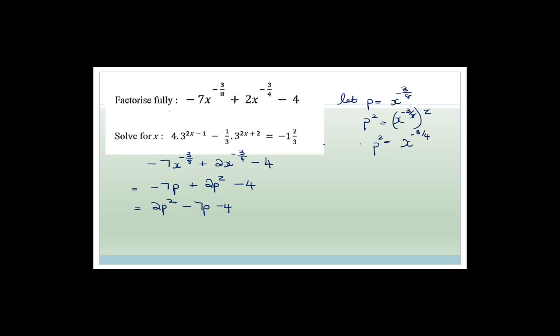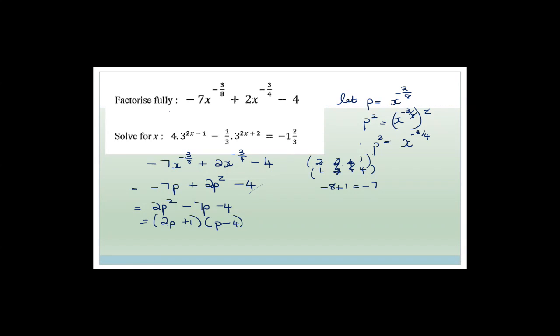The factors of 2 are 2 and 1, because now you can easily see it's a trinomial. Do you agree? The factors of 4 are going to be 2 and 2, or 4 and 1, or 1 and 4. 2 times 2 is 4, plus 2 is not going to work. 2 times 1 is 2, and 1 times 4 is 4, that's not going to work. But 2 times 4 is 8, and 1 times 1 is 1 works, because minus 8 plus 1 is equal to negative 7. So we can write 2p plus 1, and then p minus 4. That is your factorization.